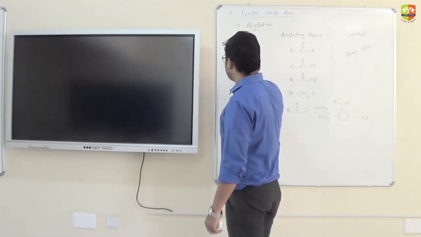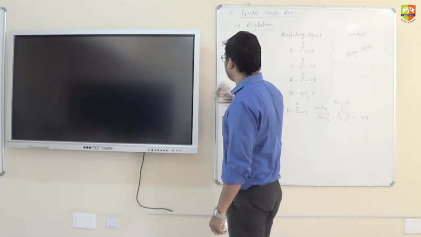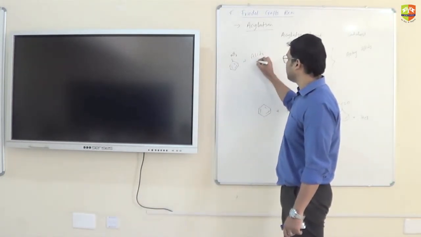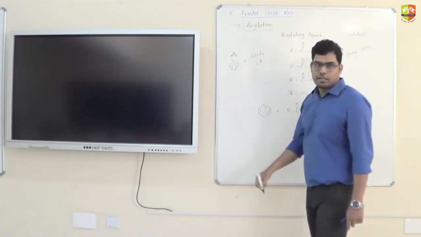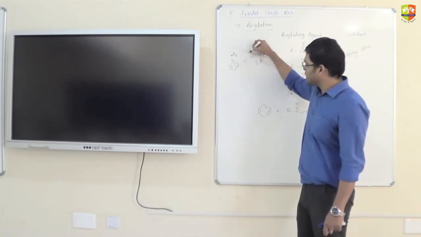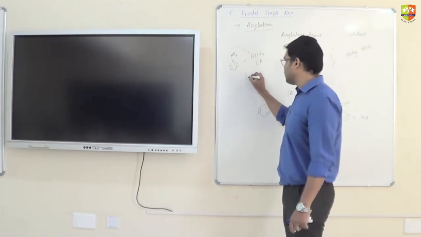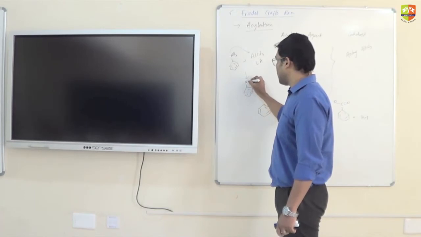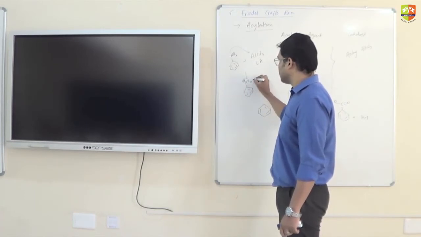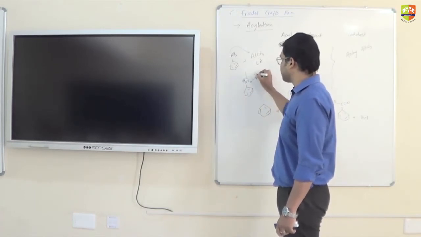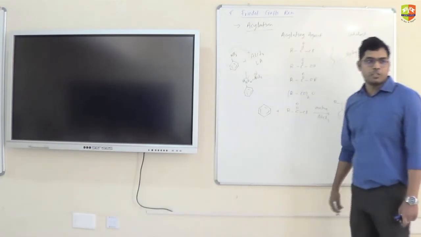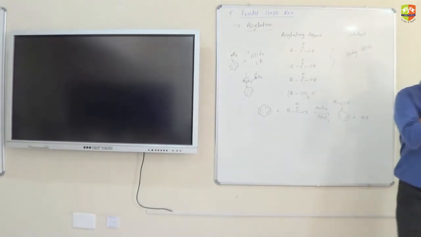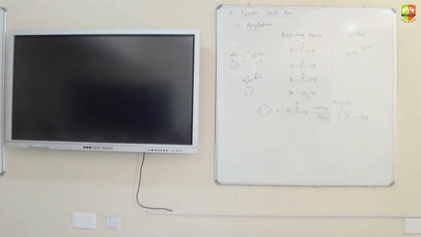right? So this behaves as a base, right? NH2 has a lone pair, it behaves as a base. And we have AlCl3, which is a Lewis acid. So this has the tendency to accept this electron pair. And the product will be what? NH2 plus AlCl3 minus. This is the product right here. That's why the Friedel-Crafts reaction is not possible. Understood? Next point to write down.